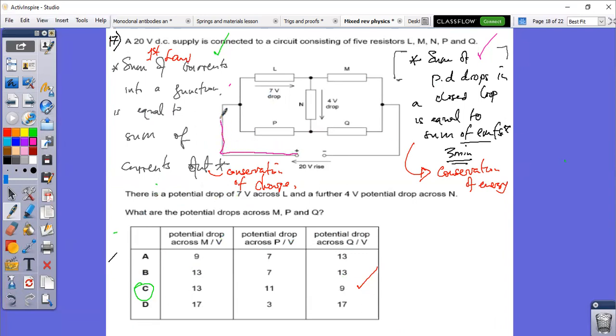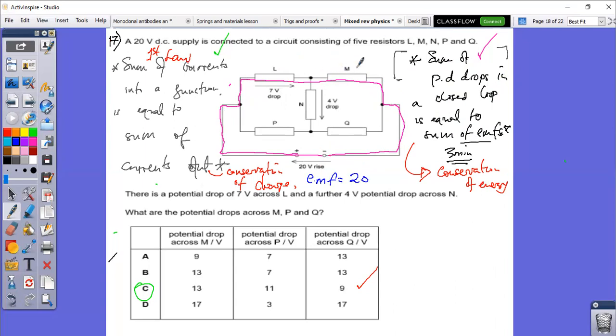Yeah. Let's look at this loop here and understand Kirchhoff's second law. Let's look at the first loop. That's a loop in pink. It's one single path. Sum of PD drops in a closed loop is equal to sum of EMFs. This is an EMF, and it is equal to 20 volts. So here, there's going to be a drop, 7 volts. The sum of PD drops.